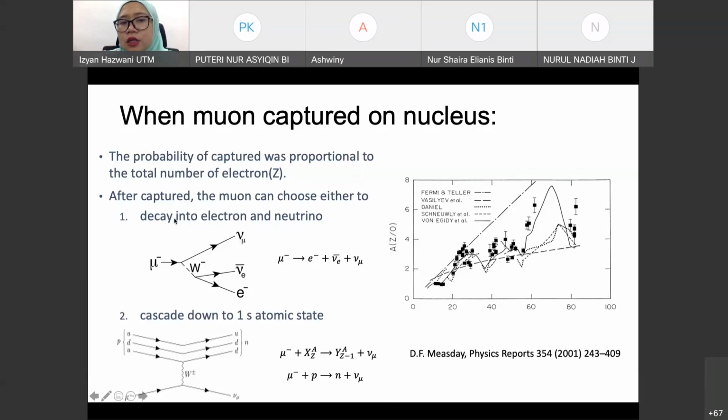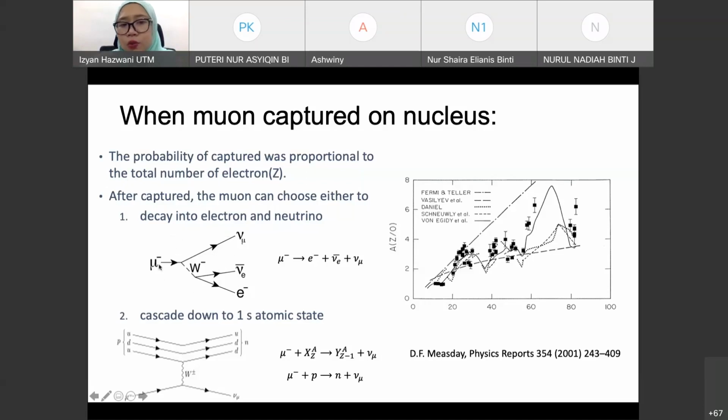So what happens when the muon has been captured by the nucleus? There are two main processes. One, the muon will decay directly into an electron with the average lifetime of 2.2 microseconds, following this Feynman diagram.